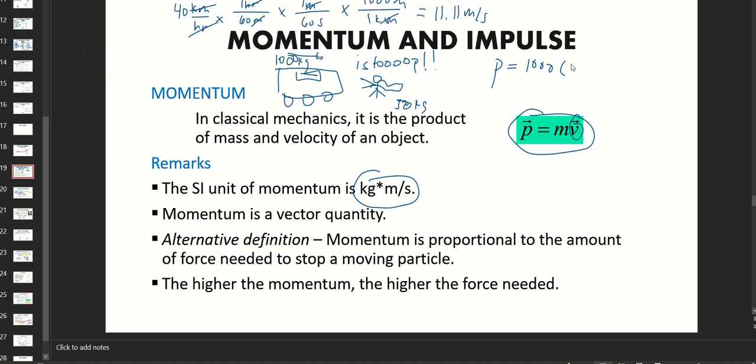So, magiging 11.11 meters per second. So, ang momentum ng bus ay magiging 11,110 kilogram meter per second. So, that's the momentum of the bus.